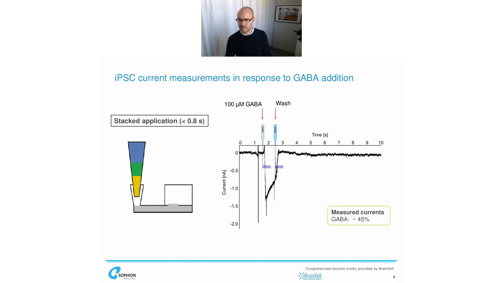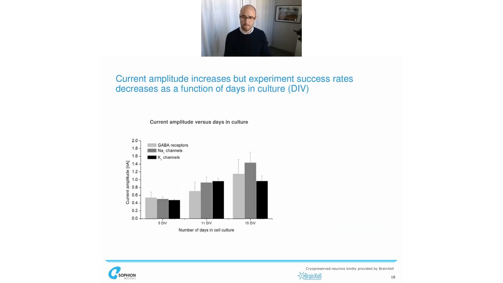We were able to detect GABA-mediated current in 45% of the cells. So in the next step, still in these cells derived from a healthy donor, we wanted to look at the time in culture. You see in this plot here on the x-axis, there are different time points, 5, 11, and 15 days in culture. And then we looked in an absolute fashion at the various different current components that I've just introduced.